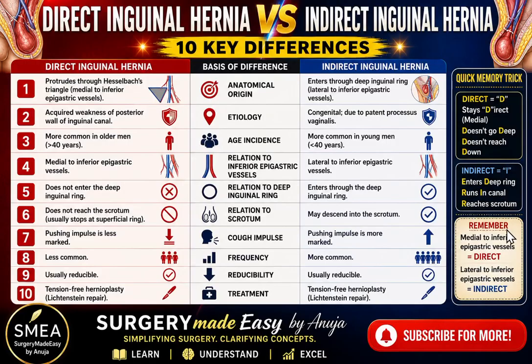So remember, medial to the inferior epigastric vessel is direct inguinal hernia. Lateral to the inferior epigastric vessel is indirect inguinal hernia.